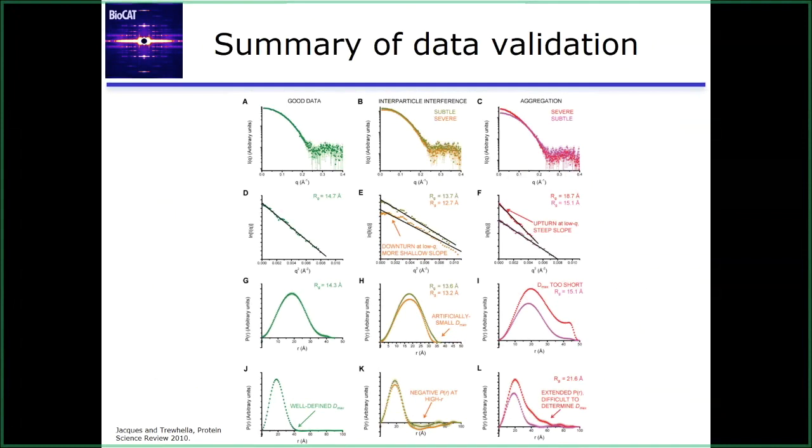And then this is the interesting point that I wanted to mention, that if you do have interparticle interference and you extend out this Dmax, often you'll see a negative dip. It'll go down, instead of oscillating right near 0, it'll stay negative.